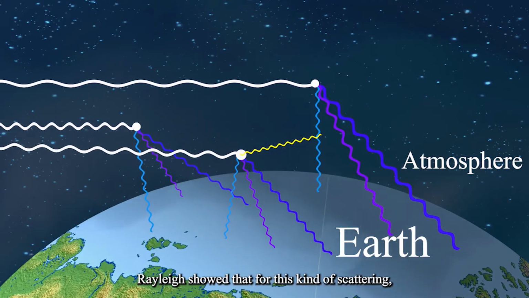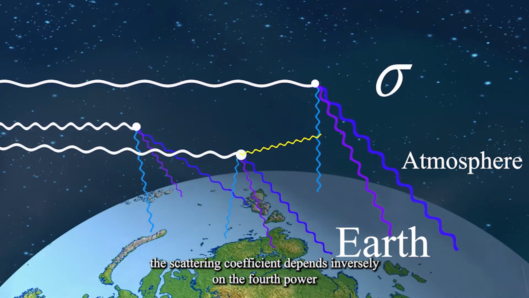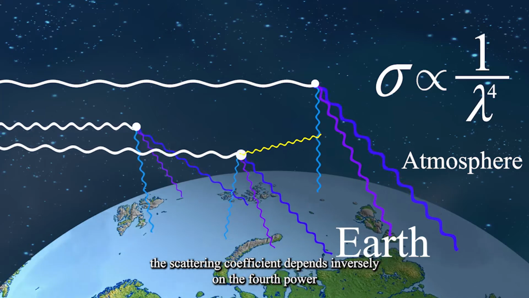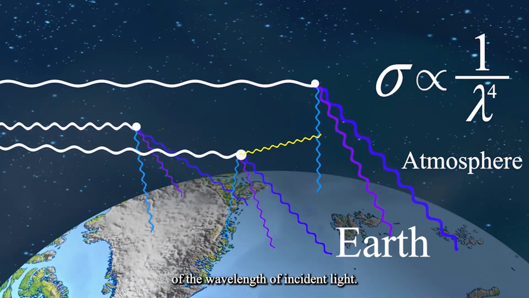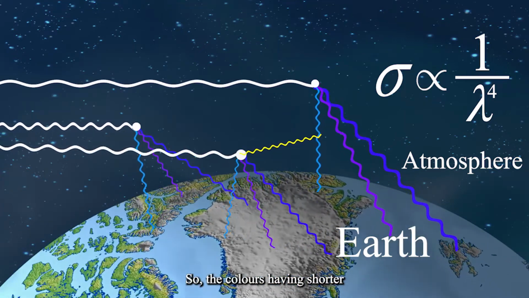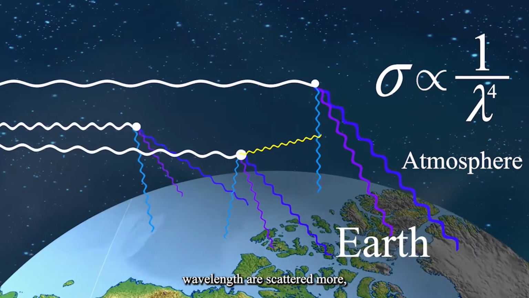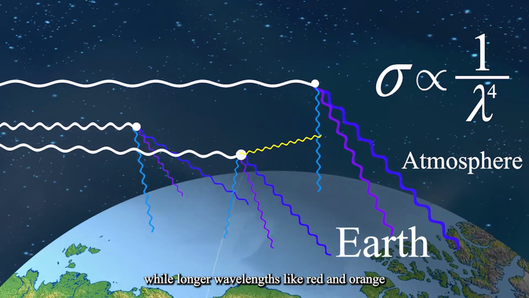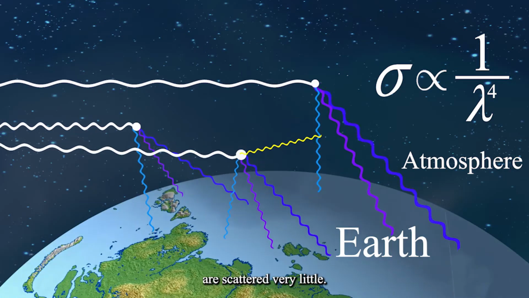Rayleigh showed that for this kind of scattering, the scattering coefficient depends inversely on the 4th power of the wavelength of incident light. So, the colors having shorter wavelength are scattered more, while longer wavelengths like red and orange are scattered very little.